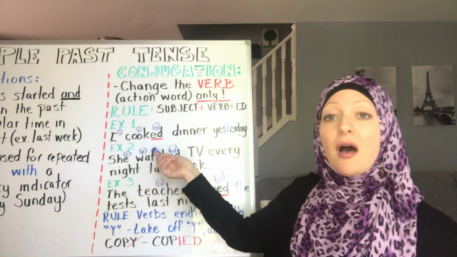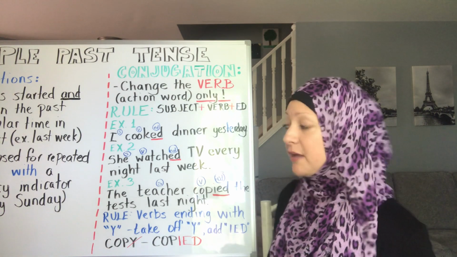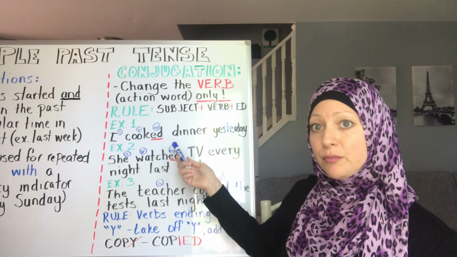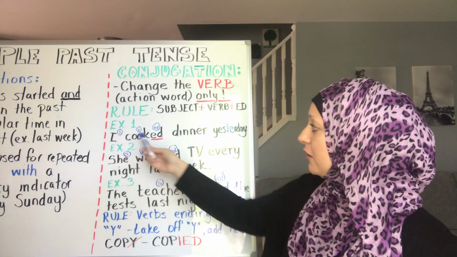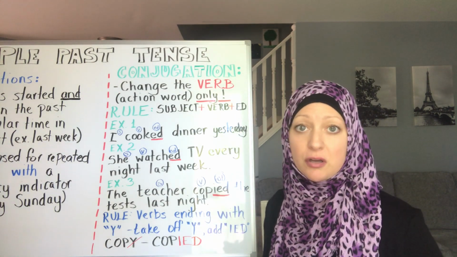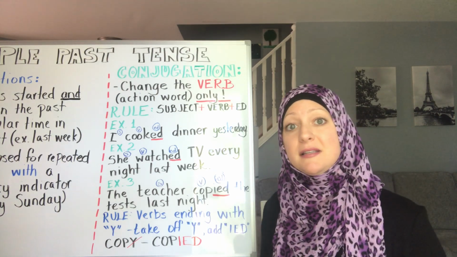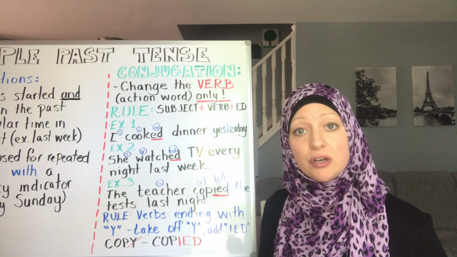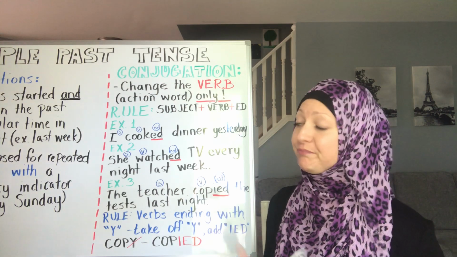So for example, I cooked dinner yesterday. You will see that you have the subject, which is I, cooked is the verb, and you have the ed added onto it. I cooked dinner yesterday. Nothing else got changed except for the verb cook. If you are cooking right now, you will say, I am cooking right now, but because this is an action that happened yesterday and ended yesterday, you would change the verb cook to cooked. I cooked dinner yesterday. Pretty simple.